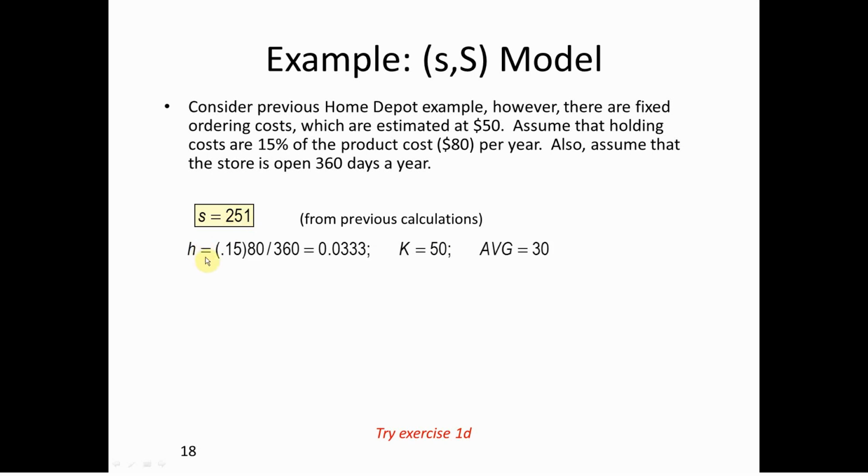Our holding costs are going to be 15% of the $80 a year divided by 360 days a year, so that we get a daily holding cost of $0.0333. $50 is our ordering cost, and our average demand is 30 units per day. So we can calculate the Q now, because we have the H and the K. We calculate the Q, and we get 300 units. So our EOQ, the optimal amount to balance the holding and ordering costs, would be 300 units.